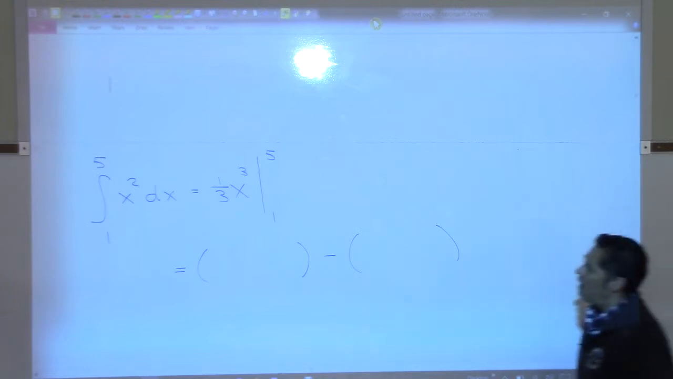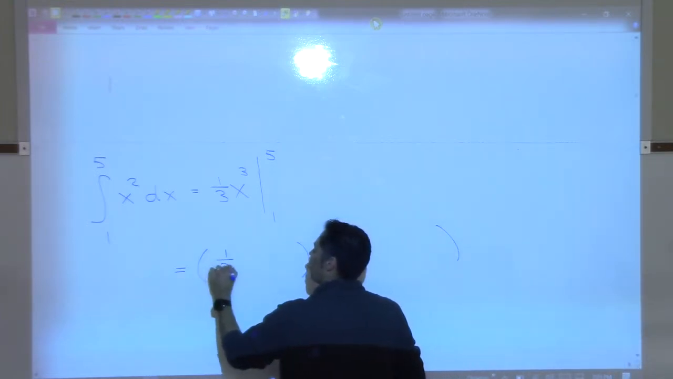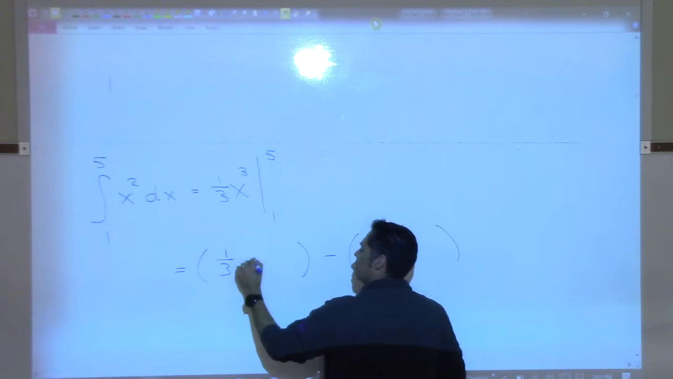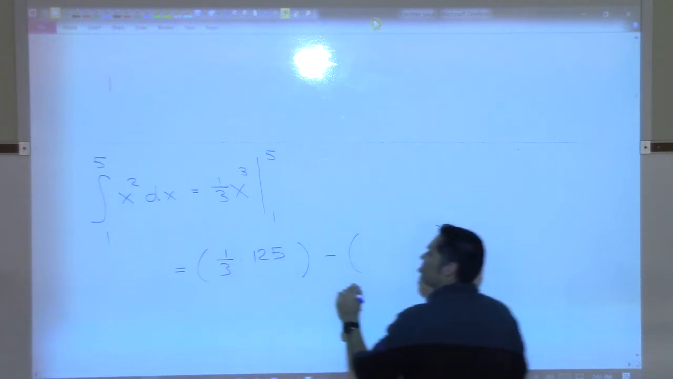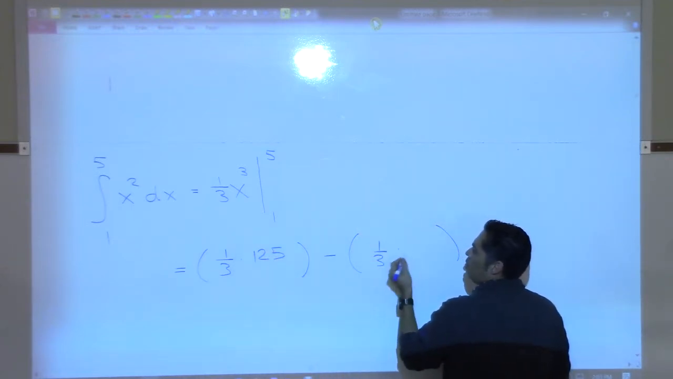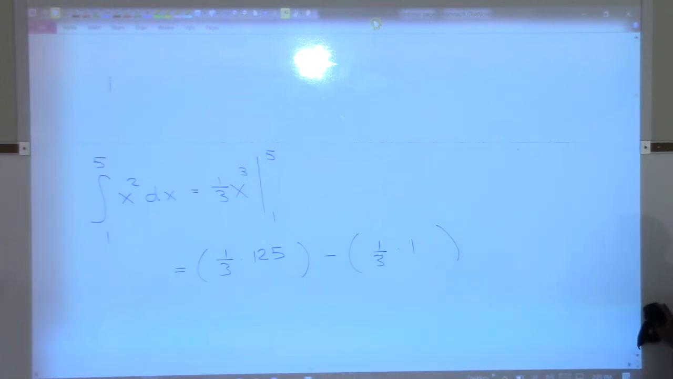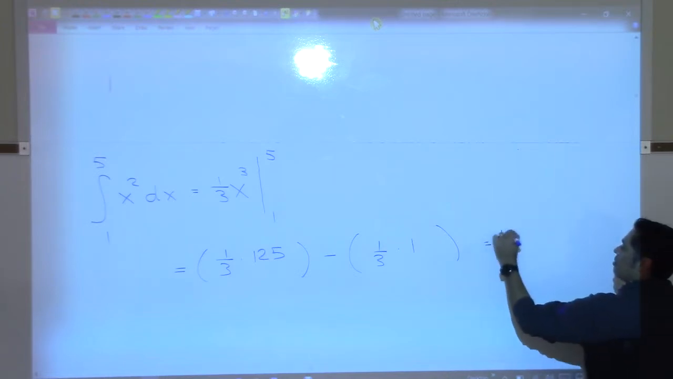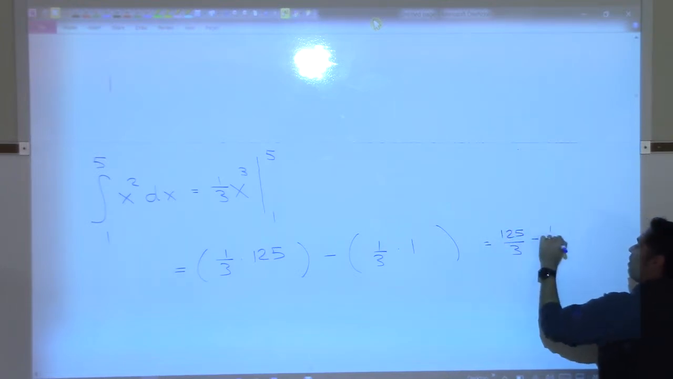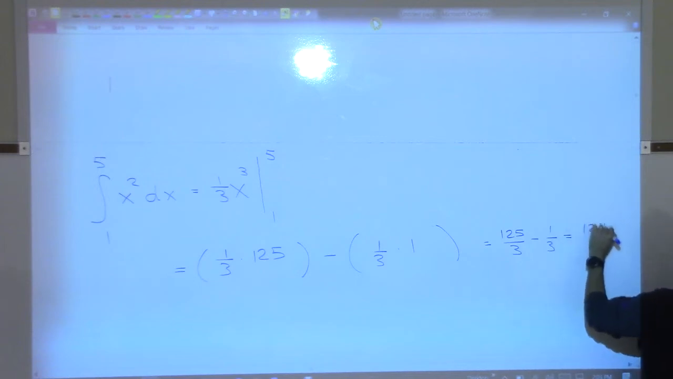So first we plug in 5. So we get 1/3 times, what's 5 cubed? 125. And then minus 1/3 times 1 cubed, which is 1. So what's 1/3 of 125 minus 1/3? That's 125 thirds minus 1/3, which is 124 thirds.